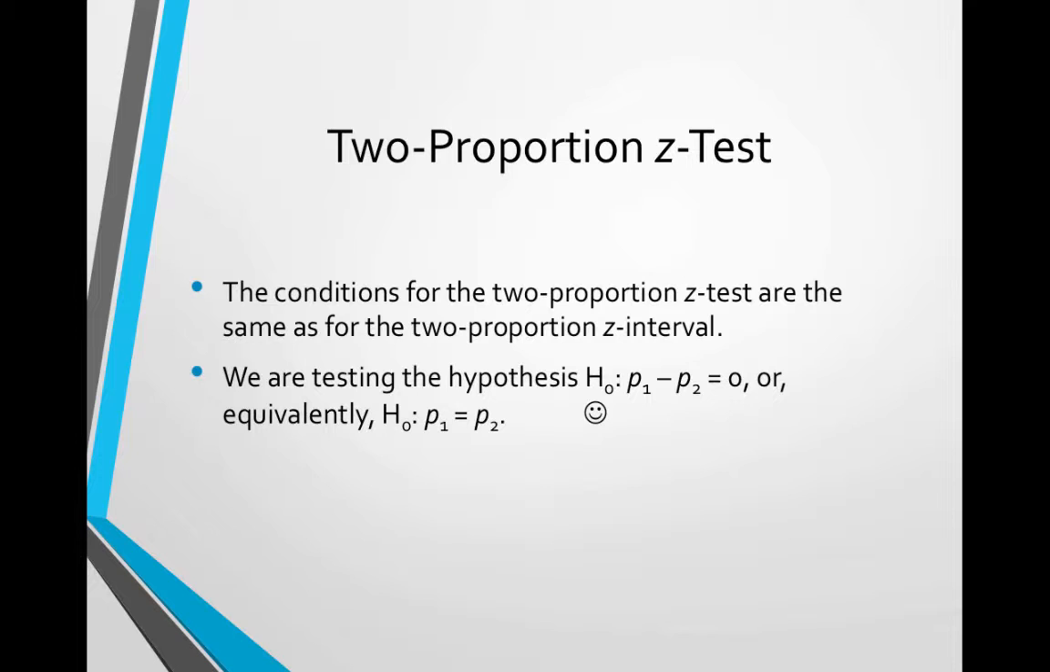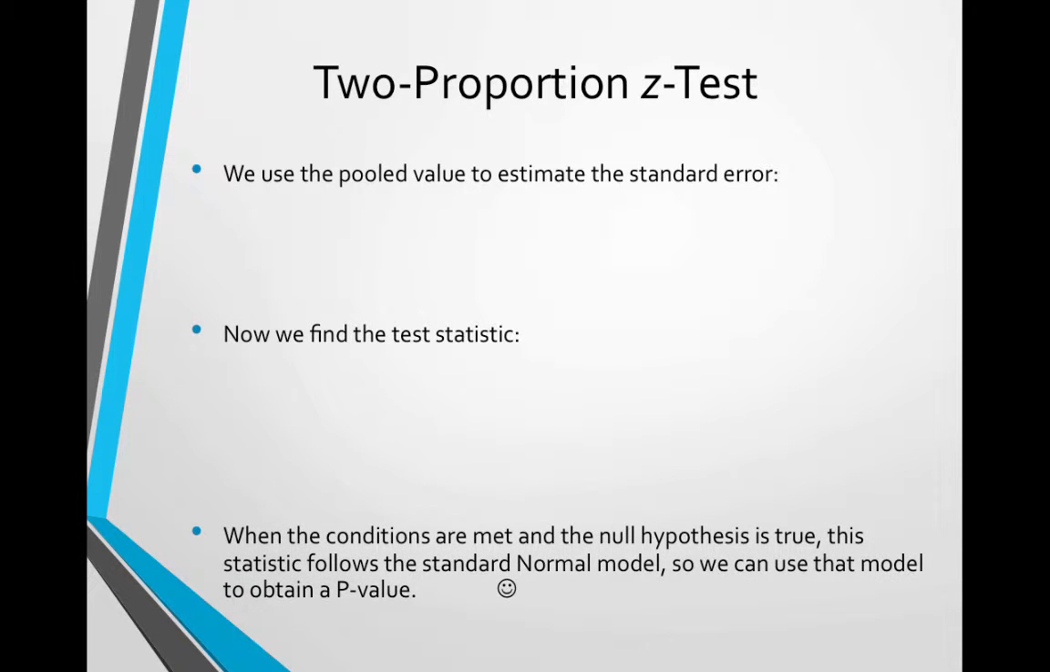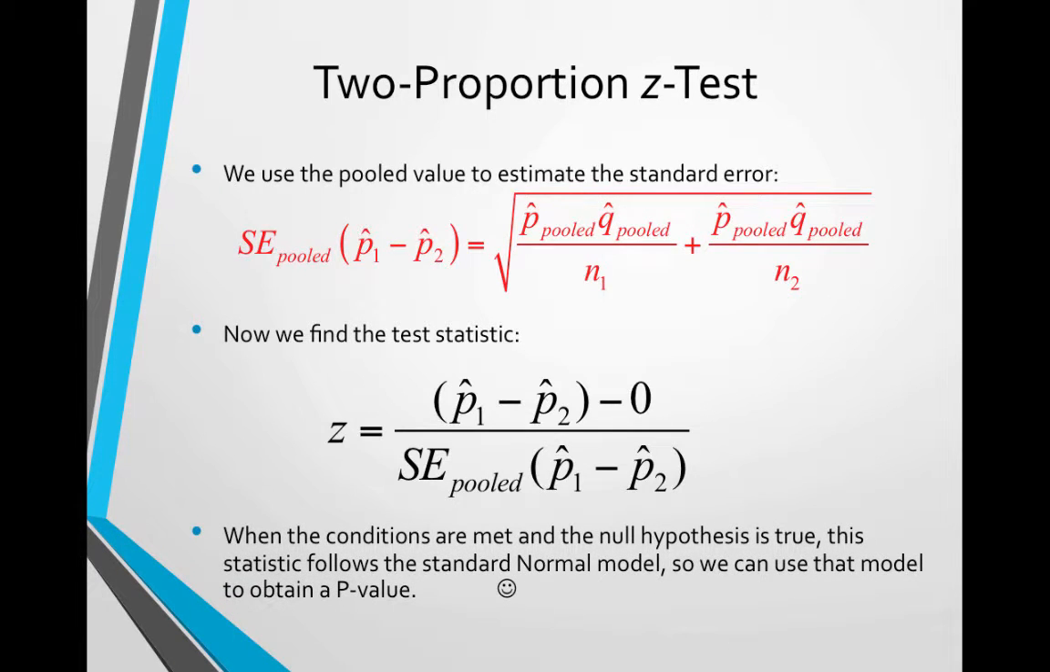When we are testing a hypothesis, once again, your null hypothesis is always going to be that the first group minus the second group is equal to 0, or equivalently that P1 is equal to P2. So your two proportions are equal, or the difference between the two proportions is 0. Either way is completely acceptable. Continuing to look at the two-proportion z-test, we use the pooled value to estimate the standard error. So once again, SE pooled is the square root of p hat pooled times q hat pooled divided by the sample size from the first sample, plus p hat pooled times q hat pooled divided by the sample size of the second sample.